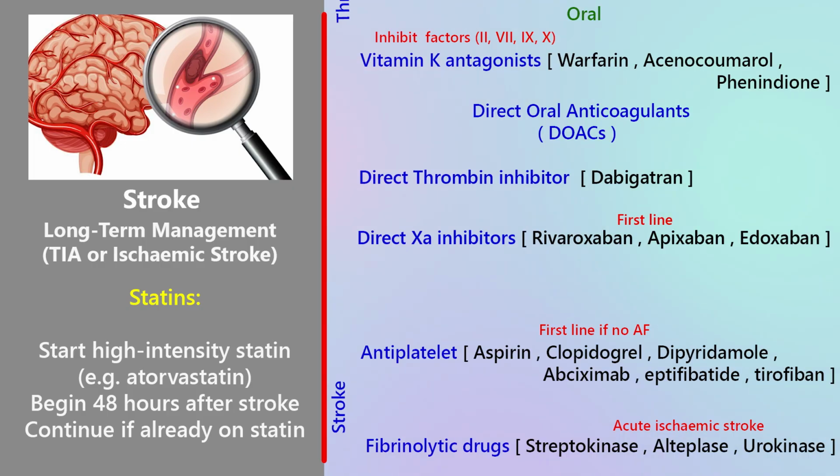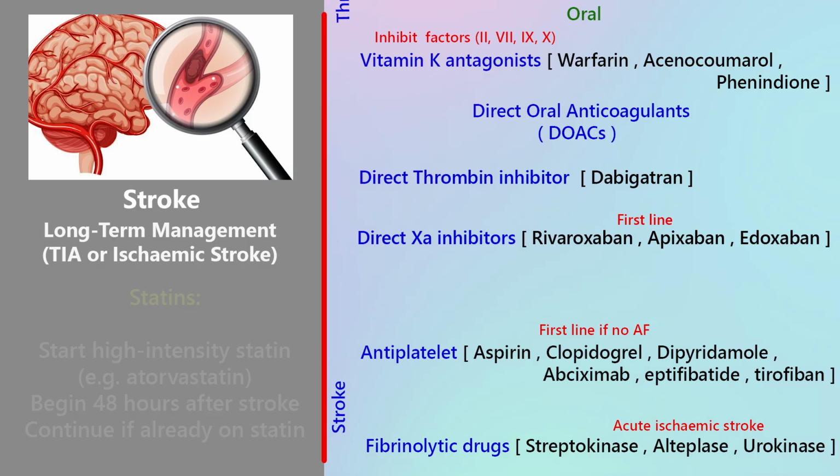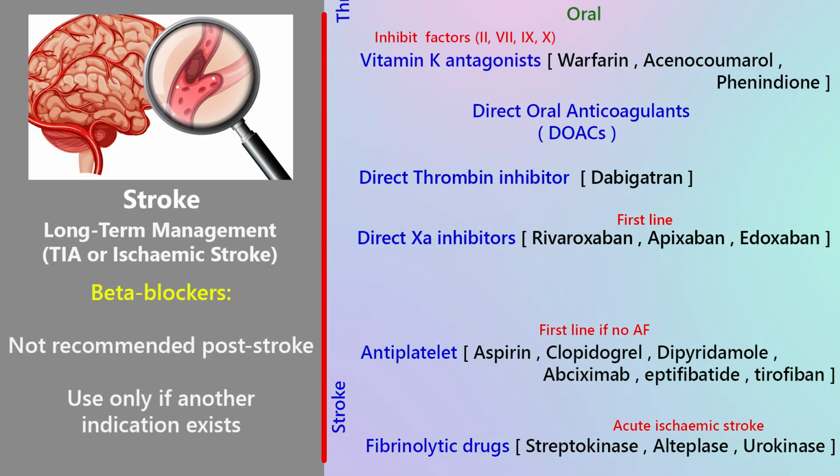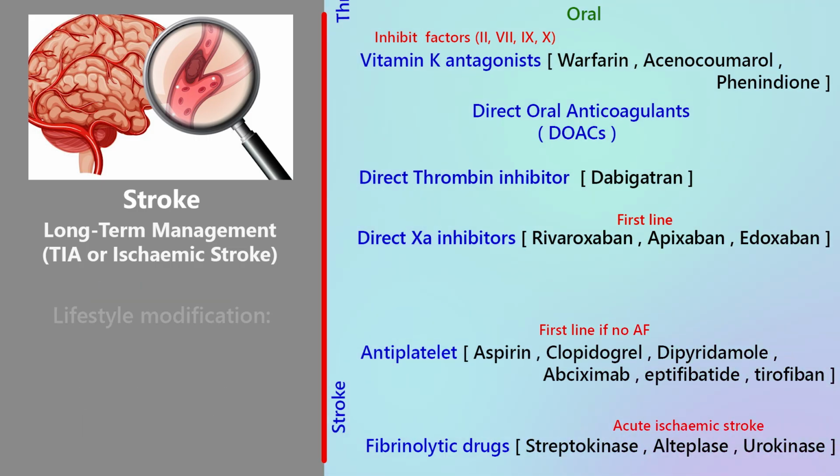Start a high-intensity statin like atorvastatin about 48 hours after the stroke. If the patient was already on a statin, continue it. One more exam pearl: beta blockers are not recommended routinely after stroke. Use them only if there is another clear indication. And never forget lifestyle advice: diet improvement, exercise, weight control, reduce alcohol, stop smoking. These are not soft points.